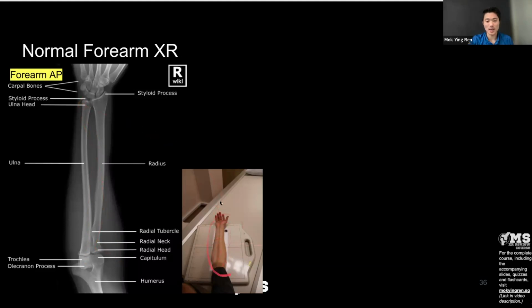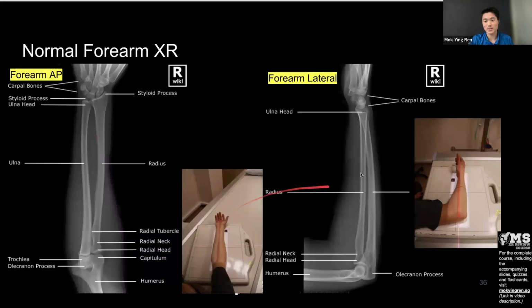So this is how you shoot a normal forearm x-ray, AP. And this is a lateral view. Again, a good lateral, good superimposition of the condyles, of the medial and lateral condyles. And you can see both the radius and the ulna in this manner. Okay, AP and lateral forearm x-rays.